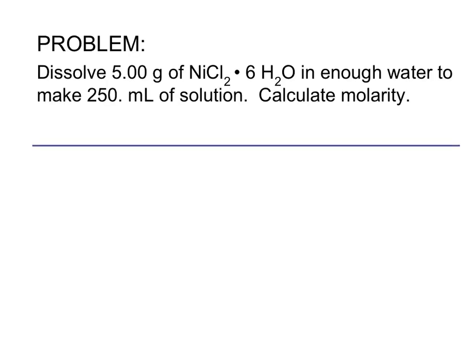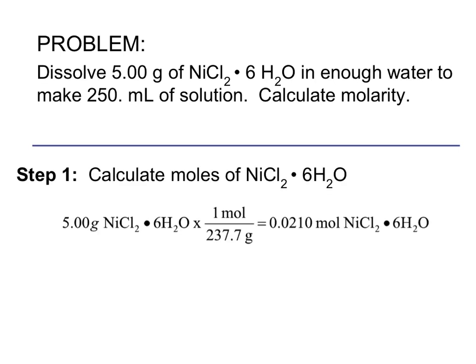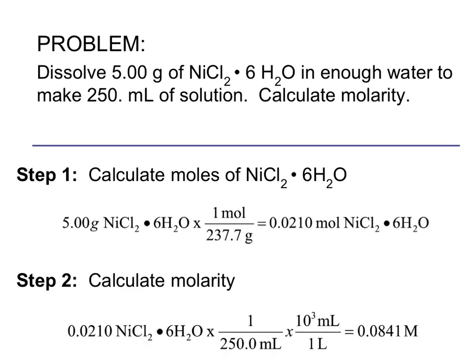Let's look at another example, following the same pathway. If we dissolve 5 grams of nickel chloride hexahydrate in enough water to make 250 milliliters of solution, we go about this in the same way. We're first going to calculate our moles of our solute by dividing by our molar mass. We then take that number of moles, divide it by our liters of solution, in order to obtain a molarity of 0.0841 molar.